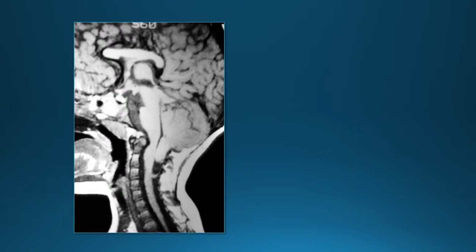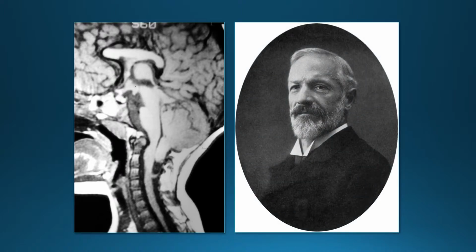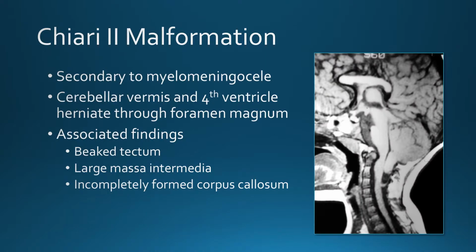This is T1 weighted MR. Part of the cerebellum is herniating down into the spinal canal. This is named after Hans Chiari. This is the Chiari 2 malformation. The Chiari 2 malformation is secondary to a myelomeningocele, so this is only seen in patients with myelomeningocele.